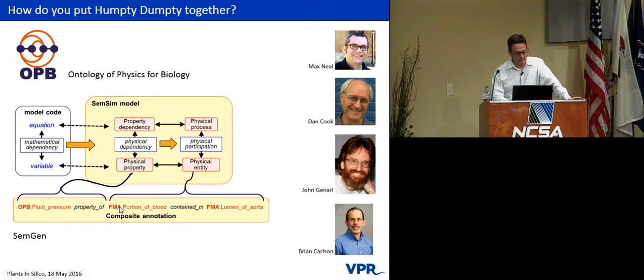We annotate models with a composite annotation, where we use OPB annotations for something like a fluid pressure, and that fluid pressure then has to be put somewhere, in the context of the FMA anatomy. Once we can annotate models in a consistent way, we can use some computer-aided reasoning to put them together or even pull them apart.